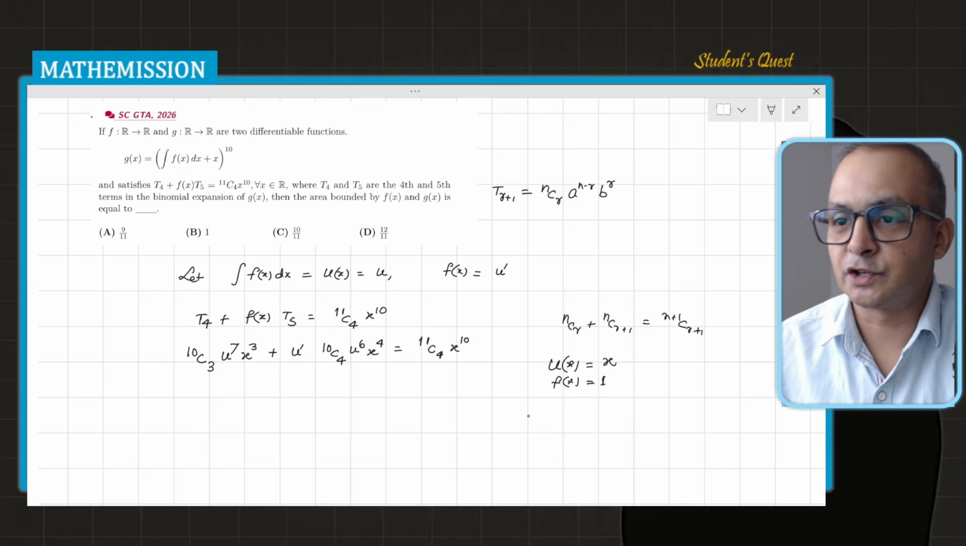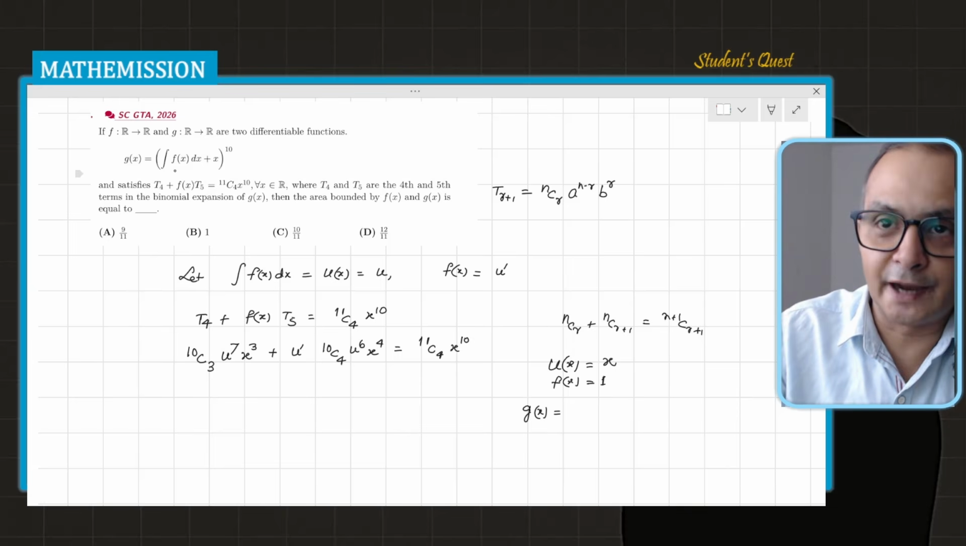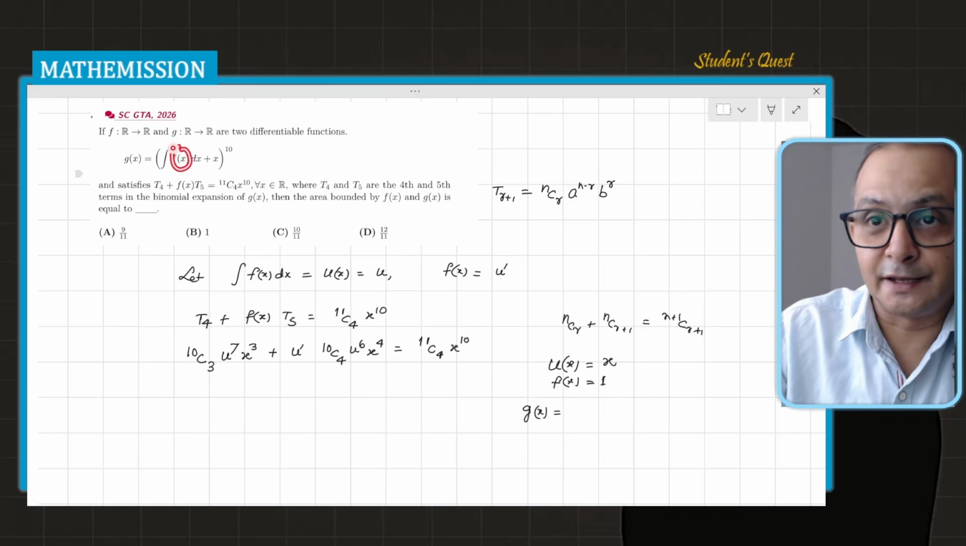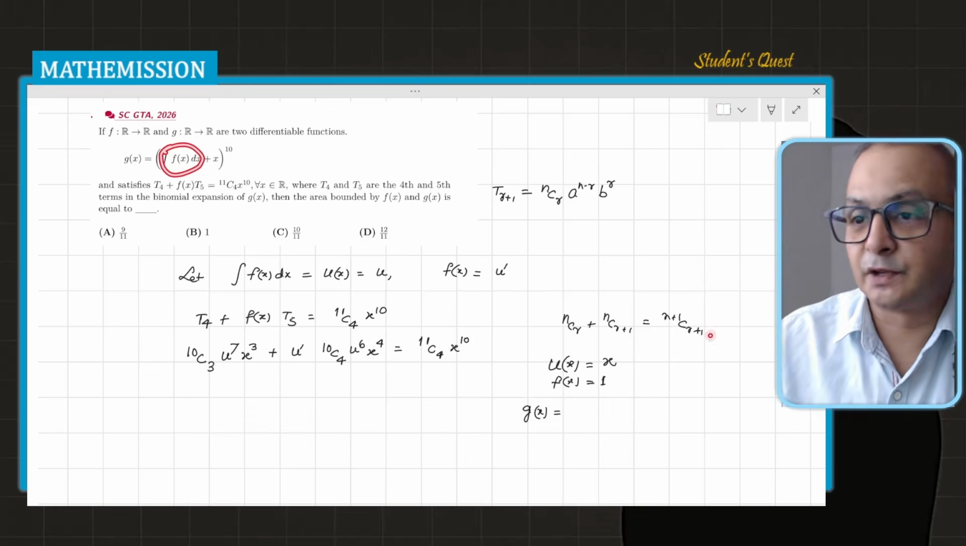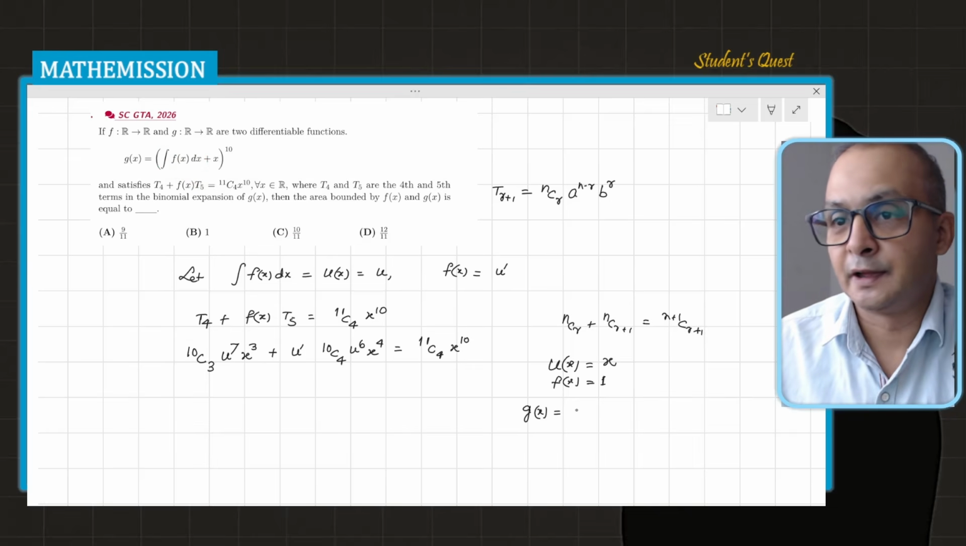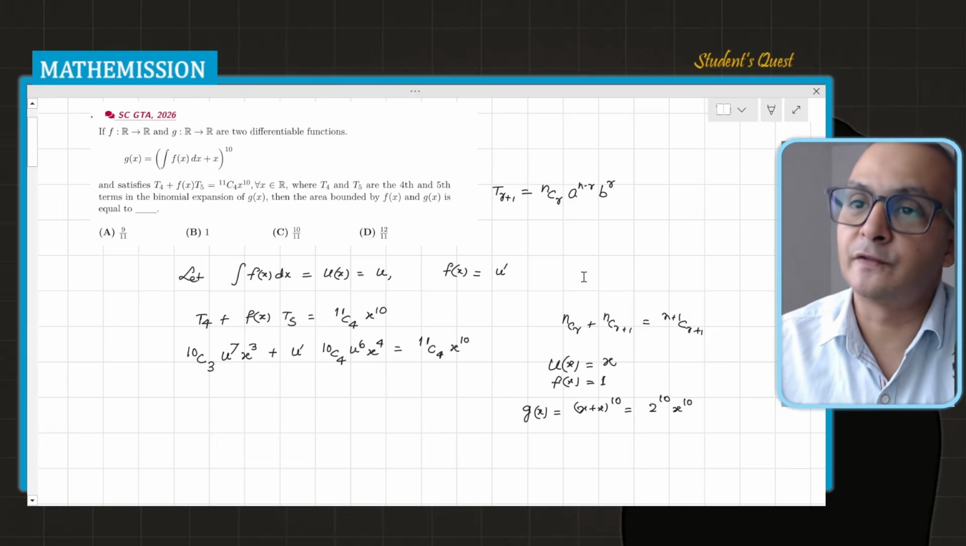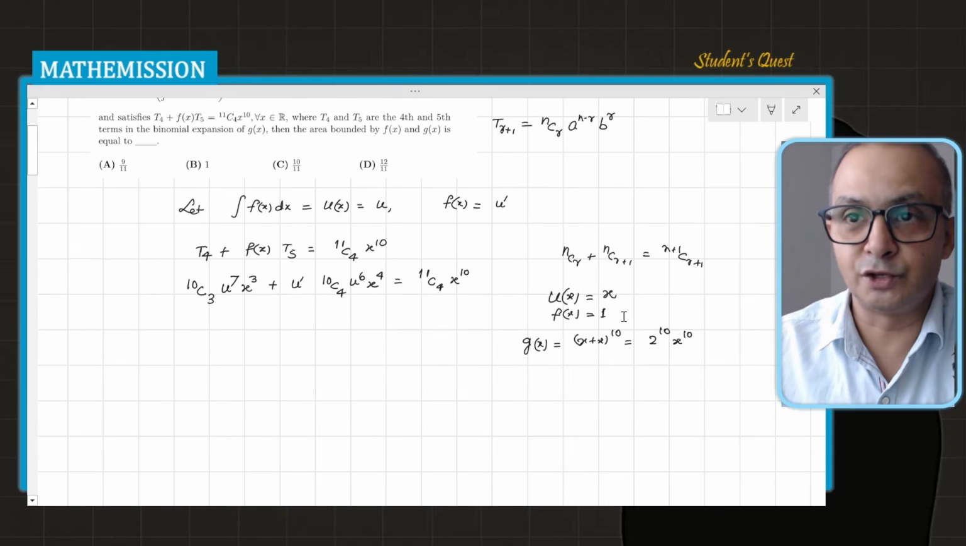So the g(x) function, in this case, is this entire thing. Remember that this f(x) is not x; the entire integral is x. So I can write this thing as x plus x to the power 10. This function will turn out to be 2 to the power 10 x to the power 10. And since f(x) is 1, now we can find the area between these two curves.